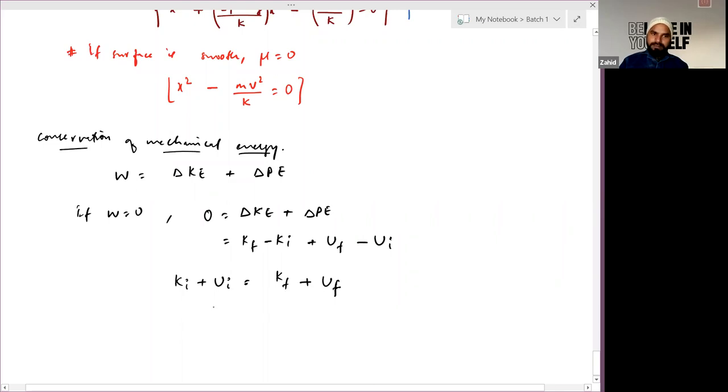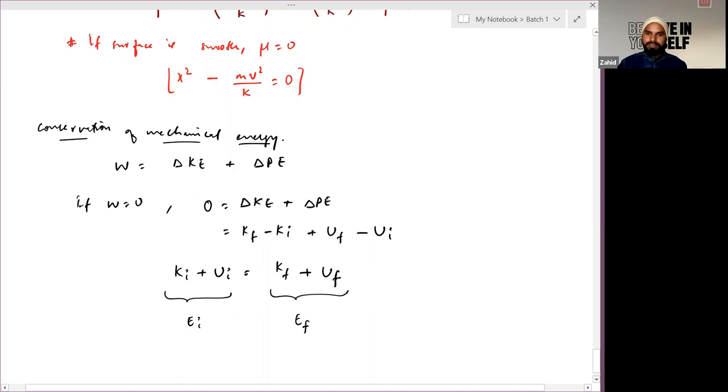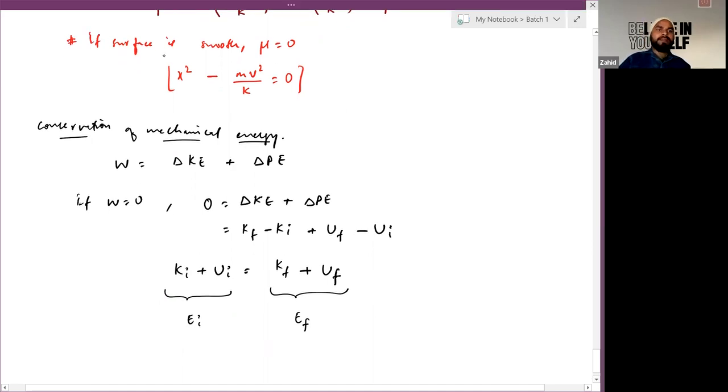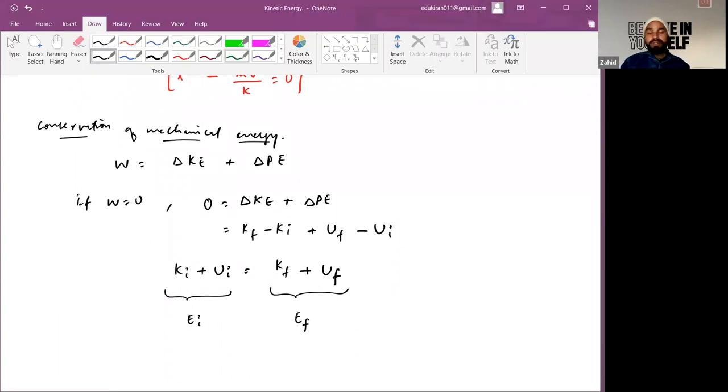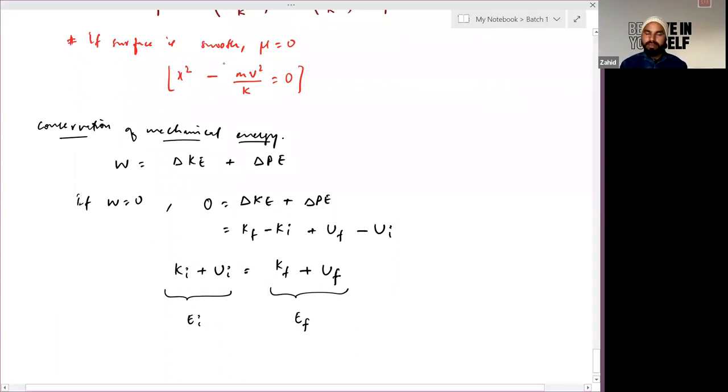So we can say the sum of kinetic energy and potential energy at the initial point is termed the total mechanical energy initial. Similarly, kinetic energy plus potential energy for the final position will be termed the total mechanical energy final. So they are equal. If there is no work done by any external agency or non-conservative force on the system, then the sum of all mechanical energy at any position will always be conserved, or constant.